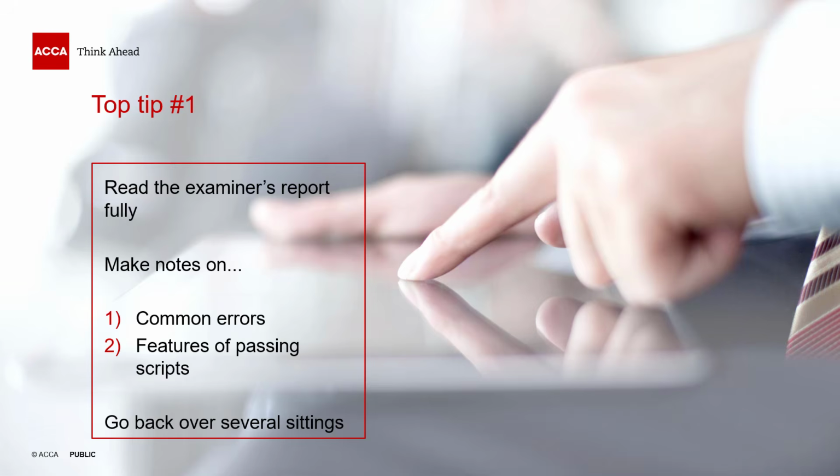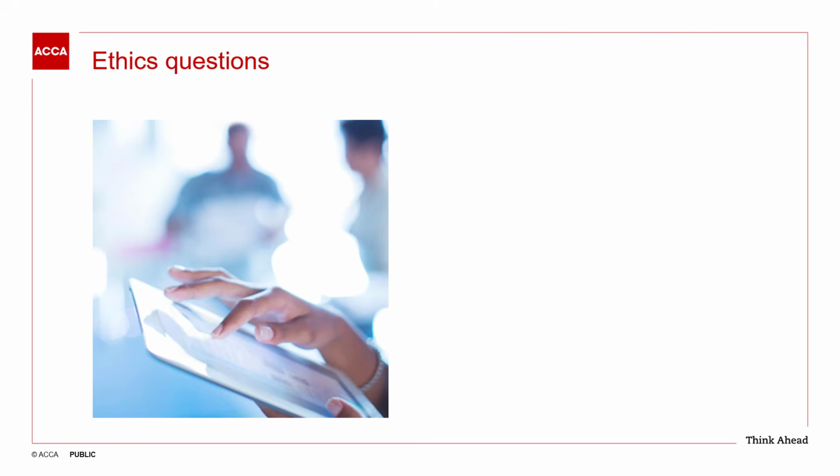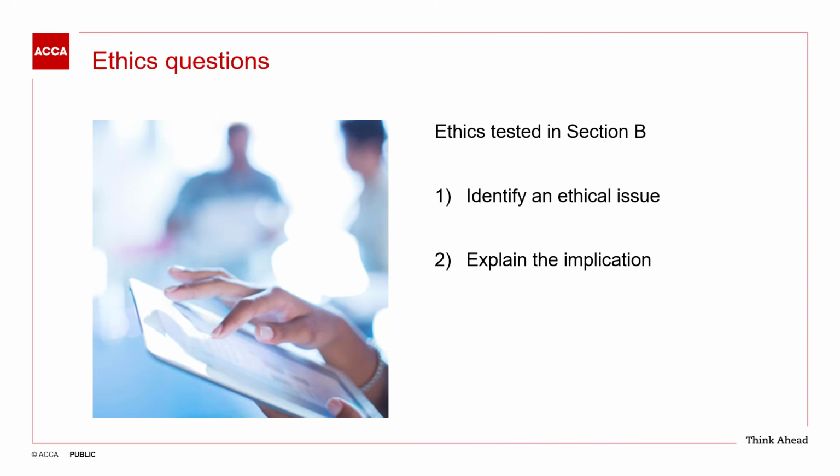Time for my second tip now. Ethics are commonly tested in section B of the exam paper, and you'll generally be asked to do 3 things in an ethics question. Firstly, identify an ethics issue. Secondly, to explain the implication of the issue. And thirdly, to recommend how to address the problem.